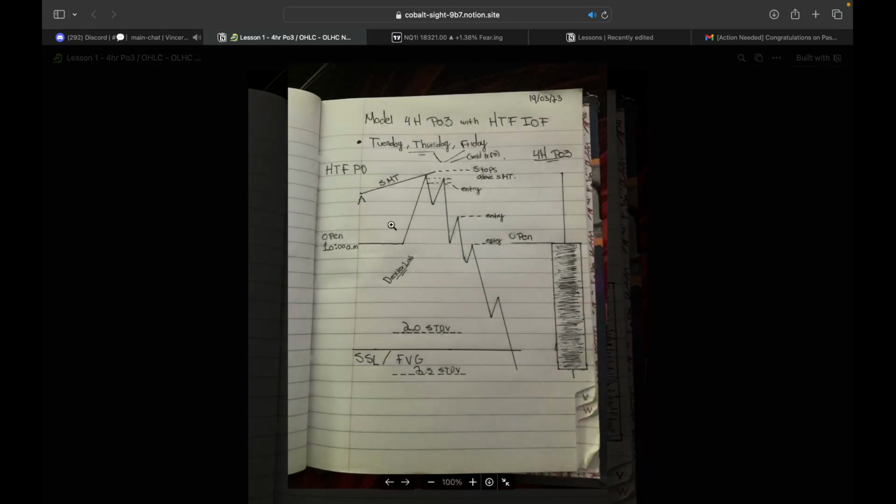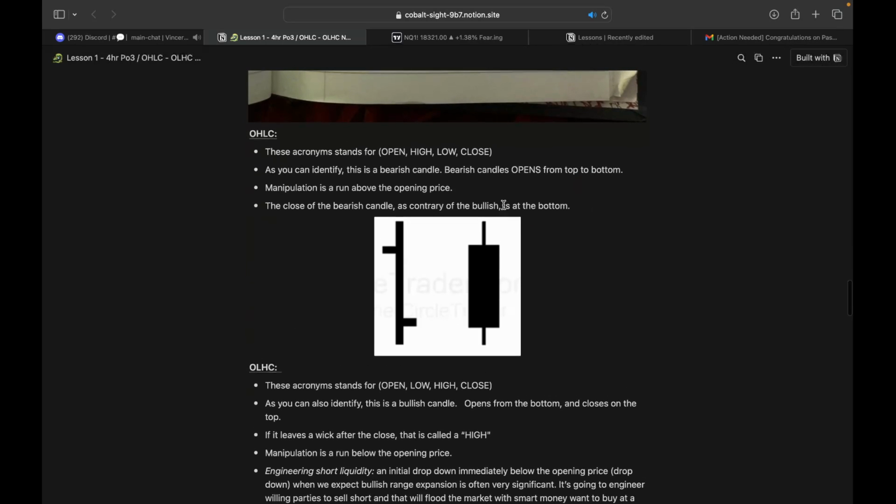Here's what it would look like for intraday or 4-hour power 3. Open, 10 o'clock. Manipulation. Look for SMT, high time frame PD array. Then what follows?